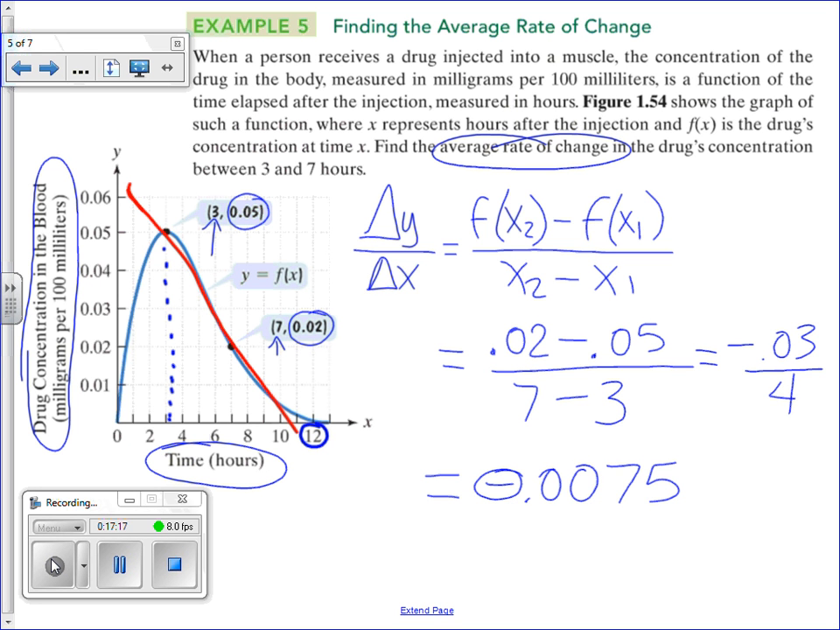So going back to the problem, between 3 and 7 hours, the amount of drug, the concentration in the blood, will decrease by 0.005, I should say, instead of negative 0.005. It will decrease by 0.005 milligrams per 100 milliliters in your blood. Okay, so moving to the next problem.